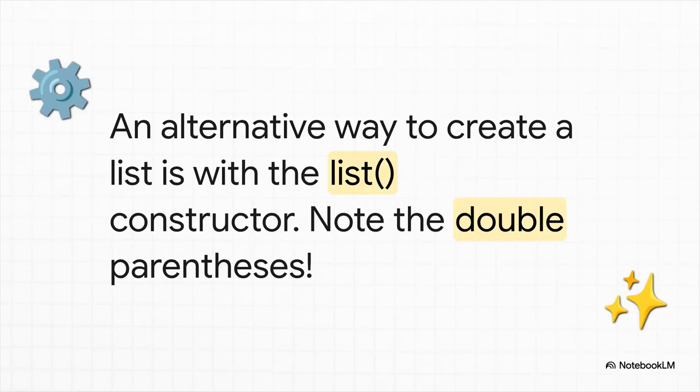Now, before we move on, I want to show you one other way to make a list. You can use something called the list constructor. It looks a little different, but it's really useful for when you need to convert another type of data into a list. The one thing you got to watch out for here are those double parentheses. That's not a typo, it's actually part of how it works.